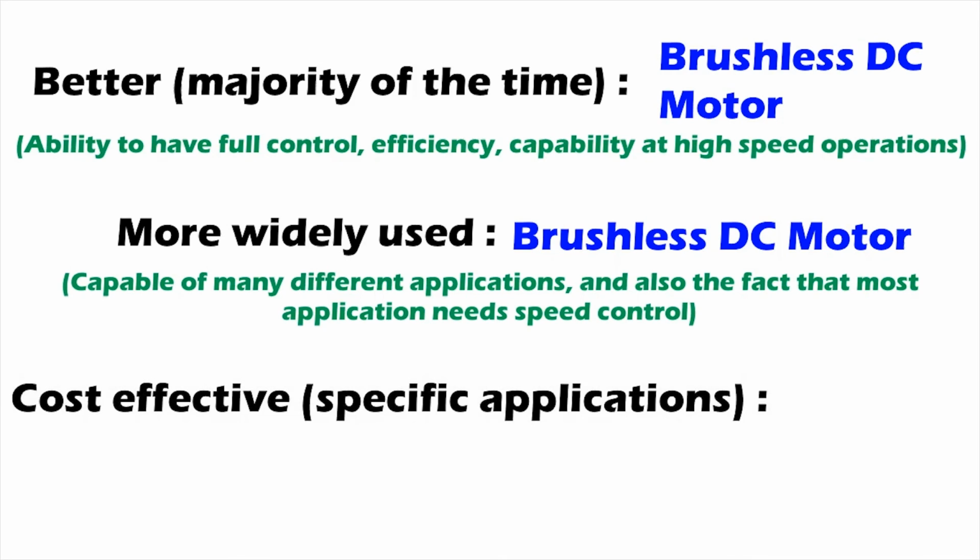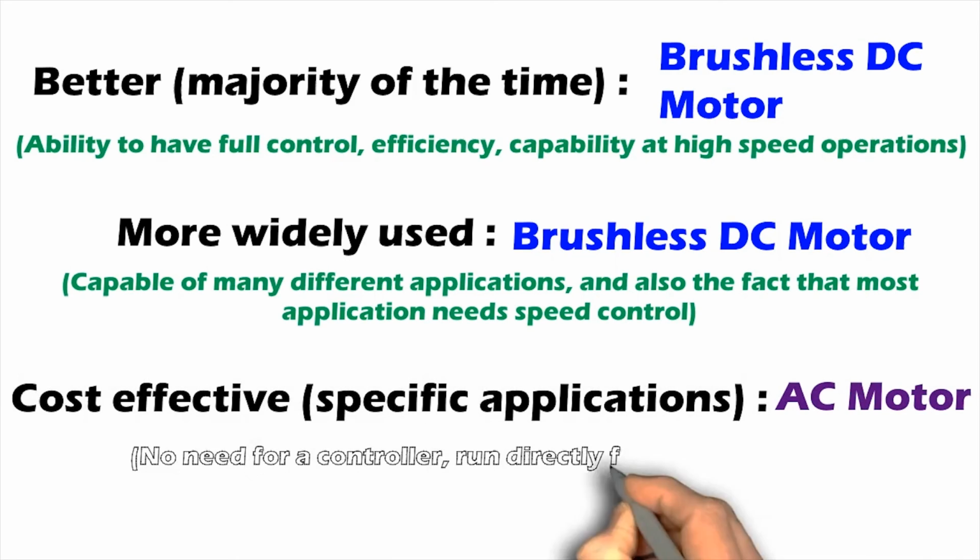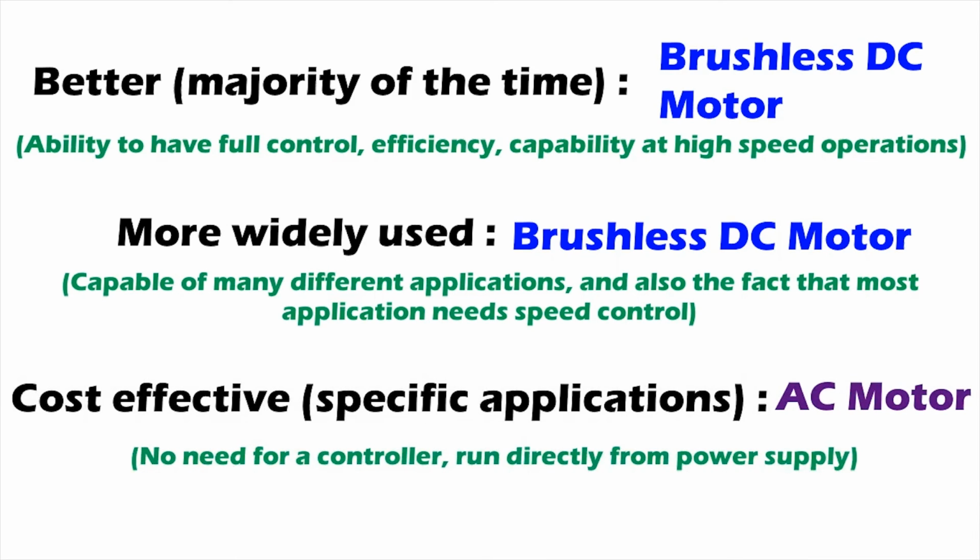The more cost-effective option when it comes to certain applications is the AC motor. In applications that do not require speed control, the controller can be omitted from an AC motor and it can run directly from the AC current source.